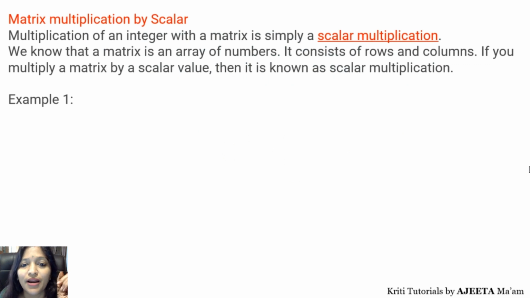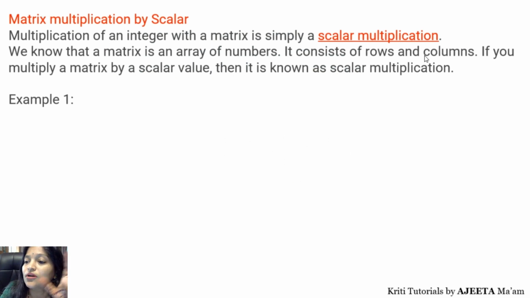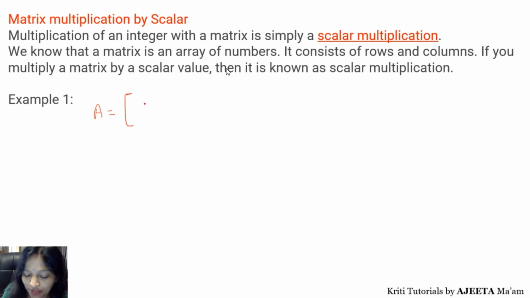So now let's start with the matrix multiplication by scalar, that is also known as scalar multiplication. So whenever you multiply any matrix with any integer, right? Then it is known as scalar multiplication. So what is a matrix if I simply ask you? It's an array of numbers. What do you mean by arrays? Arrays means it's a rectangular array basically. The numbers are arranged in the form of rows and columns. And if I just take a simple example, suppose this is a matrix. Mostly we represent a matrix with capital A. Suppose I get a matrix 5 3 2 1.